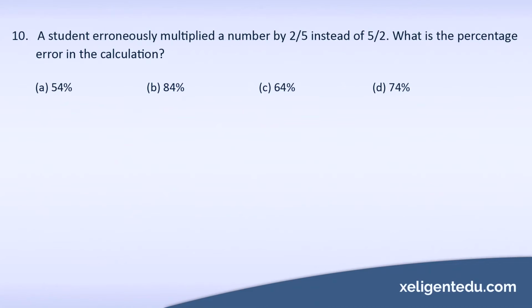A student erroneously multiplied a number by 2 by 5 instead of 5 by 2. What is the percentage error in the calculation? Option A 54%, option B 84%, option C 64%, option D 74%.